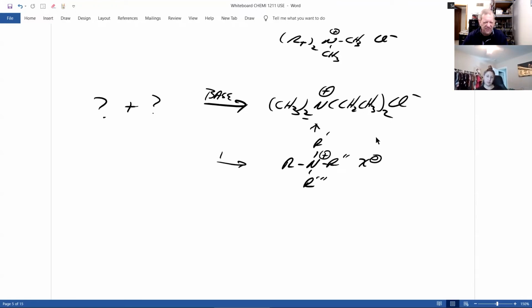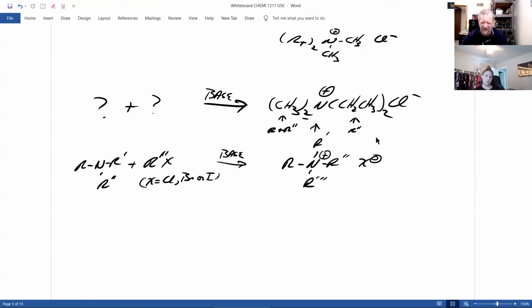And how do you make a quaternary ammonium salt? Tertiary amine plus an alkyl halide. And here X can be chlorine, which is mostly used for fabric softeners, bromine, or iodine. And I can say these two methyl groups are R and R prime, and one of these ethyl groups is R double prime, and also R triple prime.